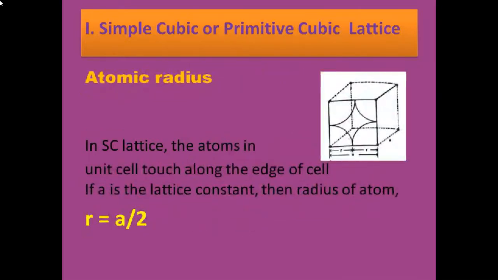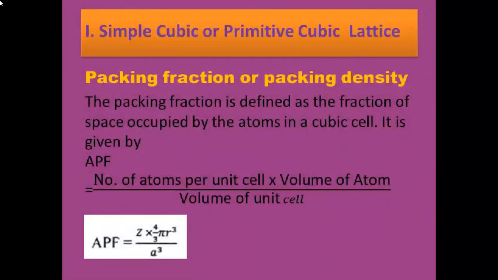Atomic radius. For a simple cubic, the atoms in a unit cell touch along the side of the cell. If A is the lattice constant, then the radius of the atom is given by R is equal to A by 2. Remember this from MCQ point of view. Packing fraction or packing density. Before going into the details of the packing fraction of simple cubic, we will first see what packing fraction means. The packing fraction is defined as the fraction of space occupied by the atoms in a cubic cell. It is the space occupied by the atoms in a cubic cell.